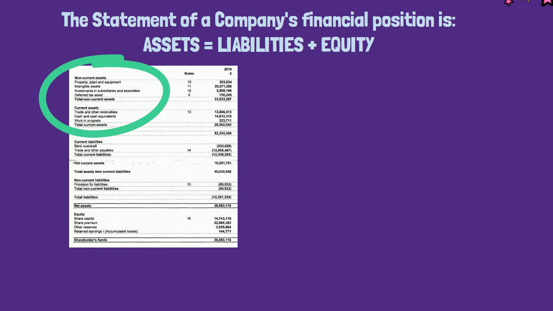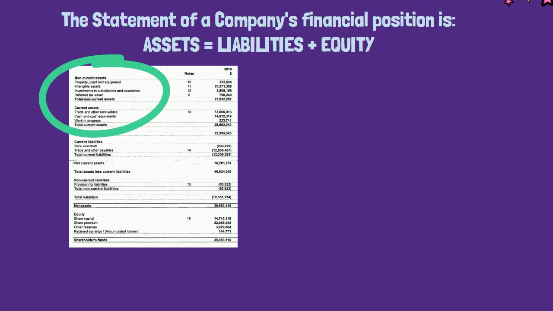Together, the assets, liabilities and equity make up the company's financial position, and always remember the formula: assets will equal the liabilities plus equity of a company. We will go through the various classifications and items that make up assets in general at the end of this video.